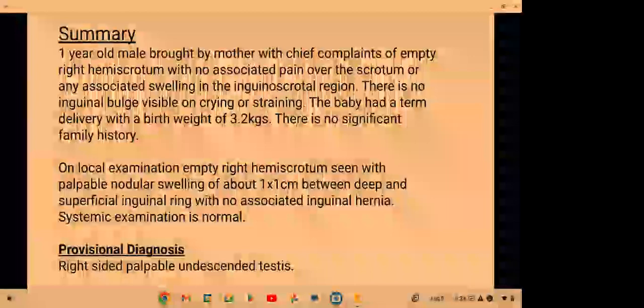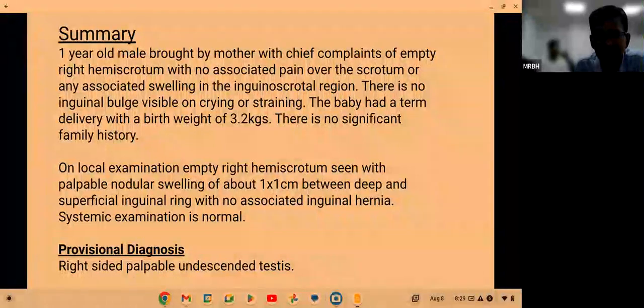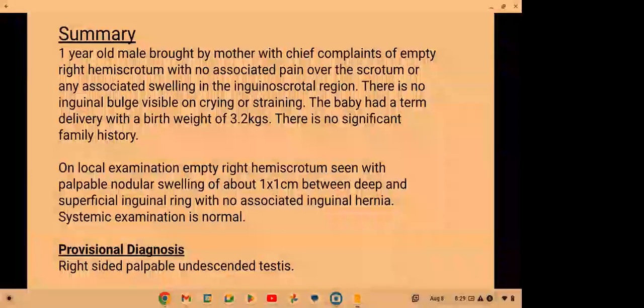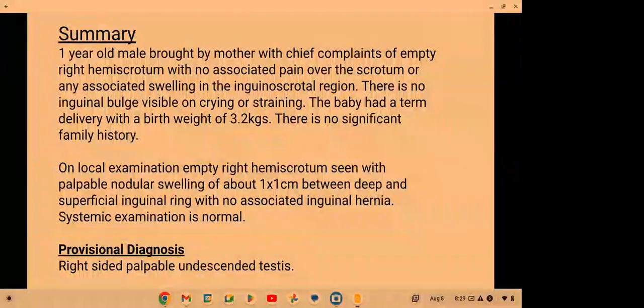If it is significantly smaller than the normal testis. One centimeter is still an acceptable size of the testis in a 1-year-old child. What else should you look for in an ultrasonography? Sir, we have to do Doppler to see the vascularity. Yes, that is important, whether the testis has normal vascularity. Also whether there is any associated hernia with the undescended testis or not. Presence of hernia.